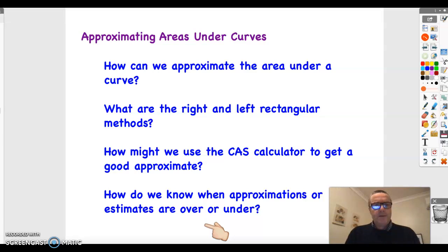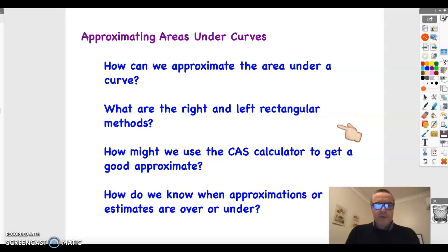G'day everybody. In this video lesson we are going to cover approximating areas under curves. We're going to start by looking at how can we actually do that. What does it look like when we're approximating an area. We're going to then look at particular methods of approximating this area. The methods that we'll look at are called the right and left rectangular methods. Most of the video lesson will be spent on that point.